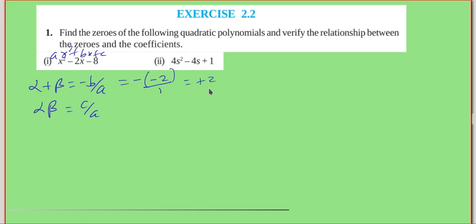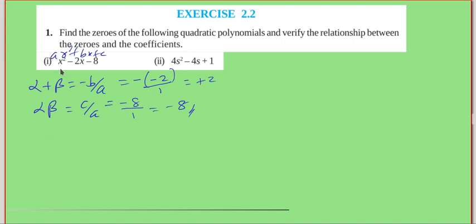Sum of the zeros is 2 and the product of the zeros is c by a. Okay. What is c here? In place of c we have minus 8. Minus 8 divided by, in place of a we have 1 only. So it is nothing but minus 8. So sum of zeros and product of zeros. So from this we have got the sum of zeros and product of zeros.